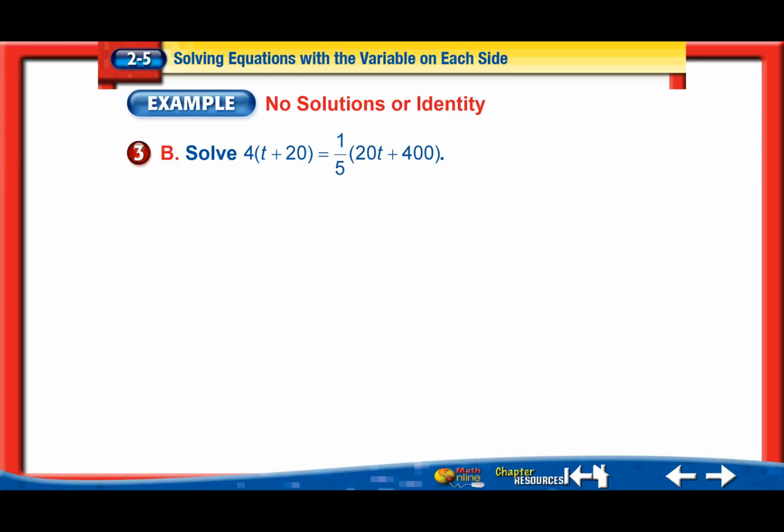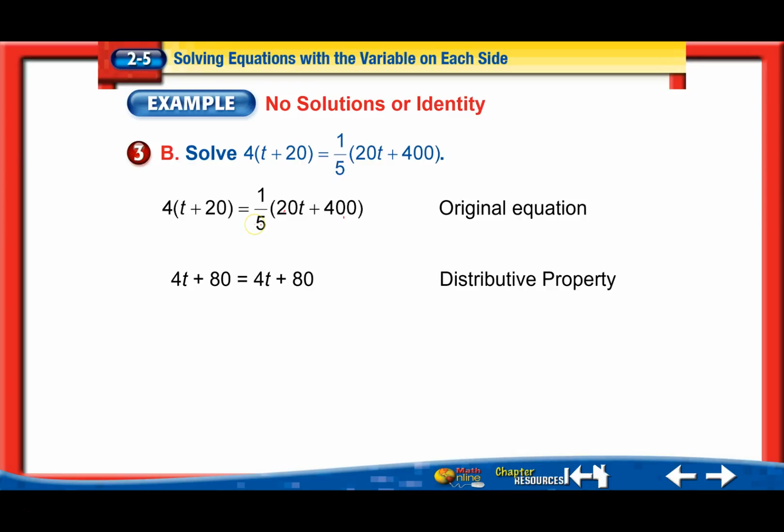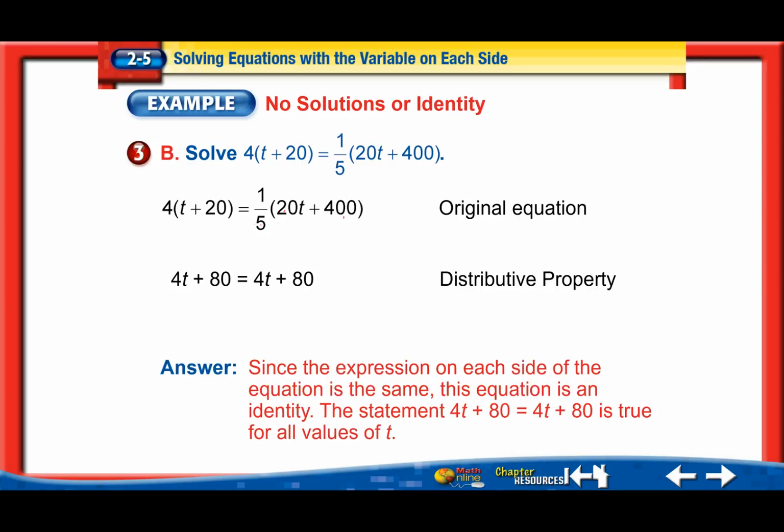Identity, so again, we'd multiply these out. So distribute, so 20 divided by 5, 400 divided by 5, ta-da, that wasn't so difficult. Wait, now they look identical. Wait, we saw this earlier in our vocabulary. Since the expressions on each side of the equation is exactly the same, the equation is an identity. The statement, whatever is true because they are both equal on the same side, so all values of t are going to come out exactly the same.